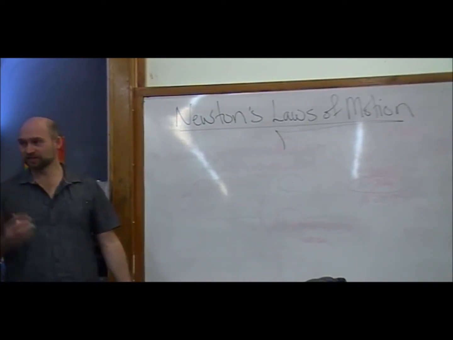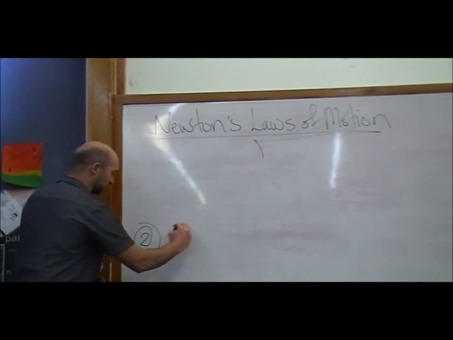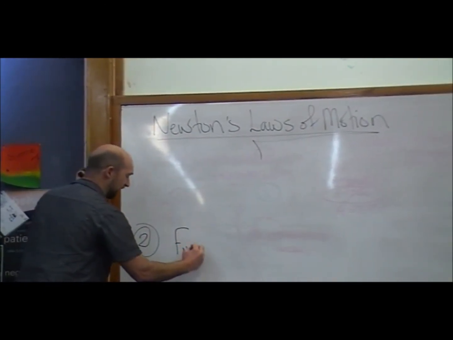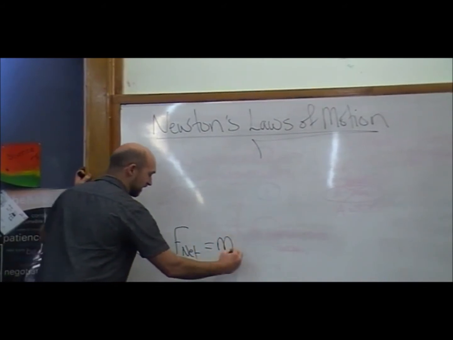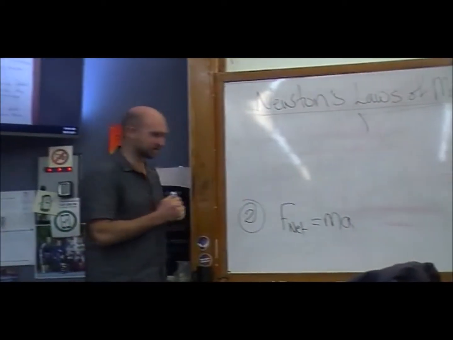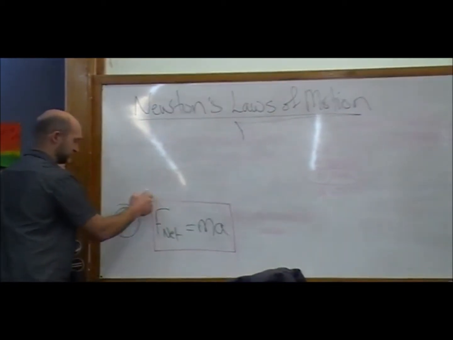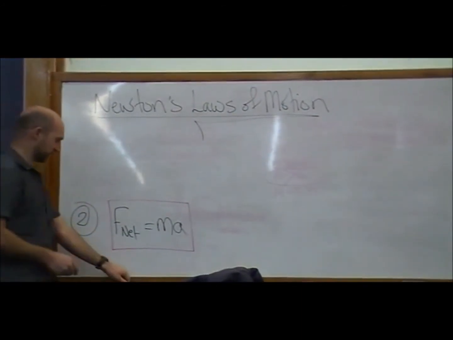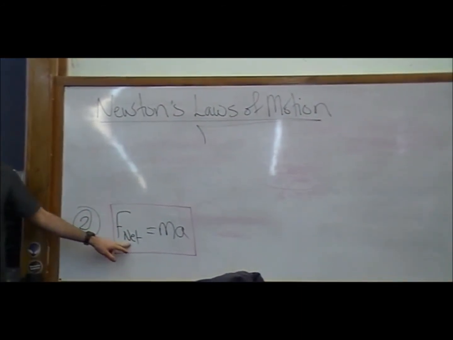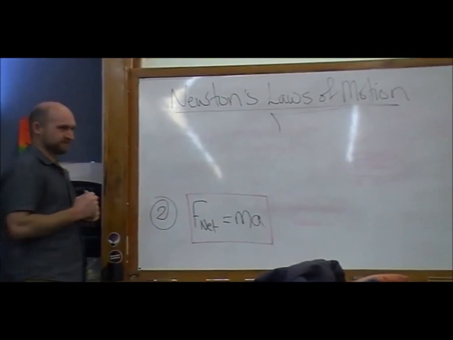Second one? Cool. Newton's second law is F net equals ma. What does that mean? Kieran, can you explain that to us? Force is equal to the mass times the acceleration. Yeah. You've skimmed over this word here. Is it the net?